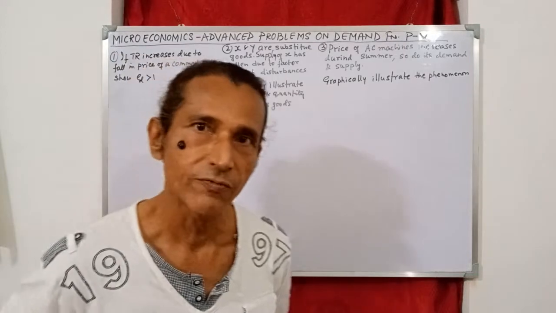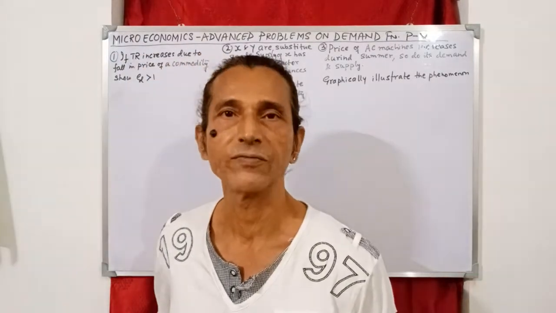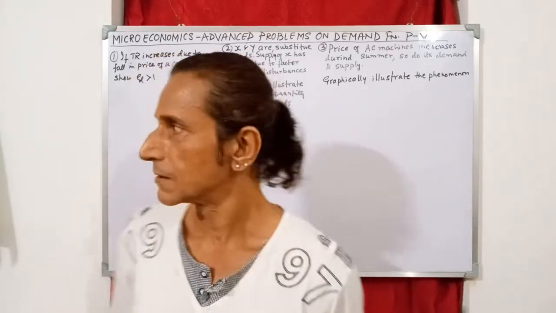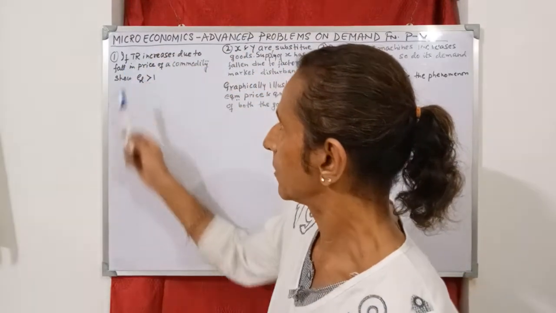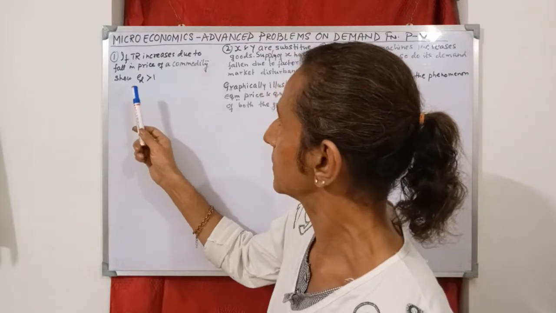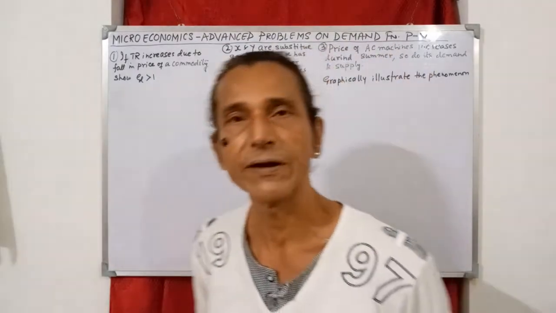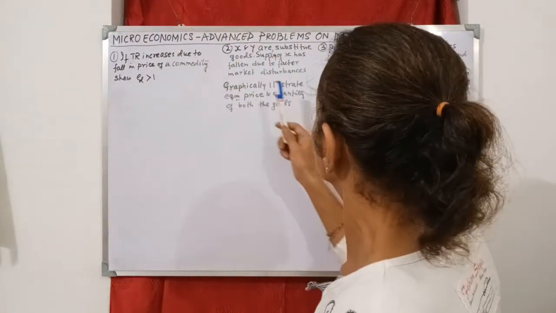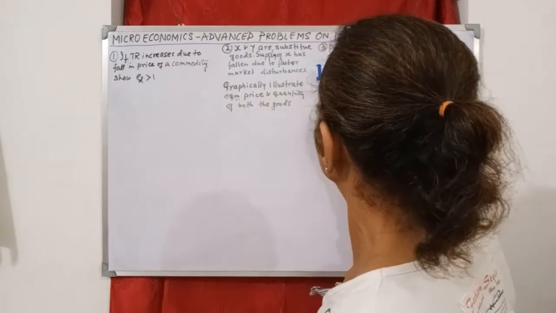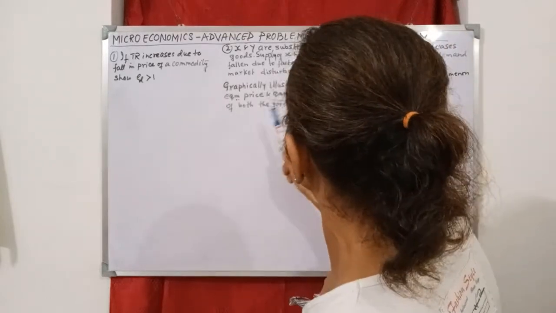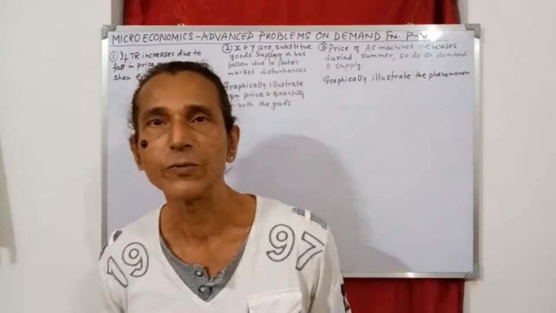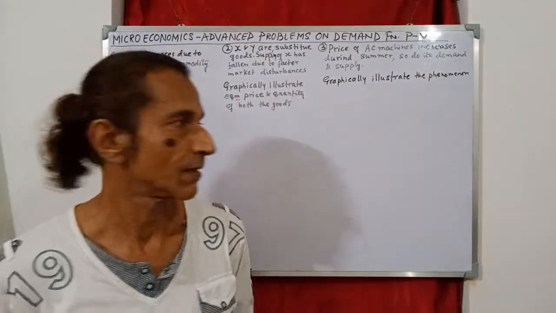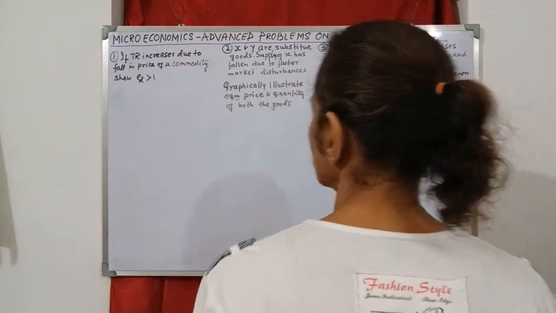This is part 5 of advanced problems on demand function. Here I am going to solve 3 problems. Problem number 1 directly relates to demand function, and problem number 2 and 3 are required to be solved or interpreted graphically. Correct? Now let's get into the problem.